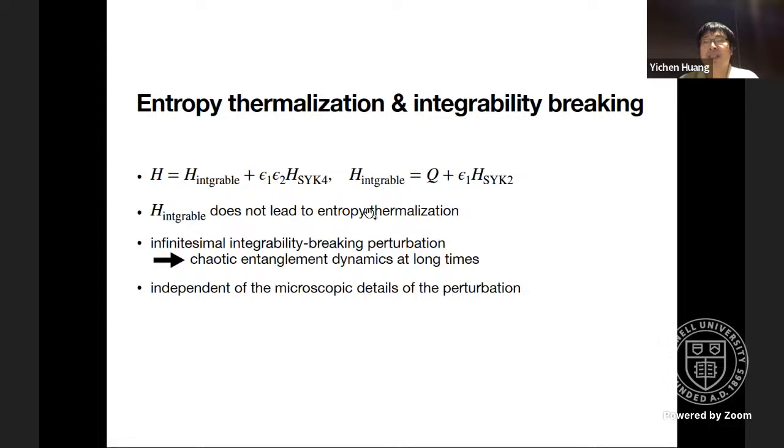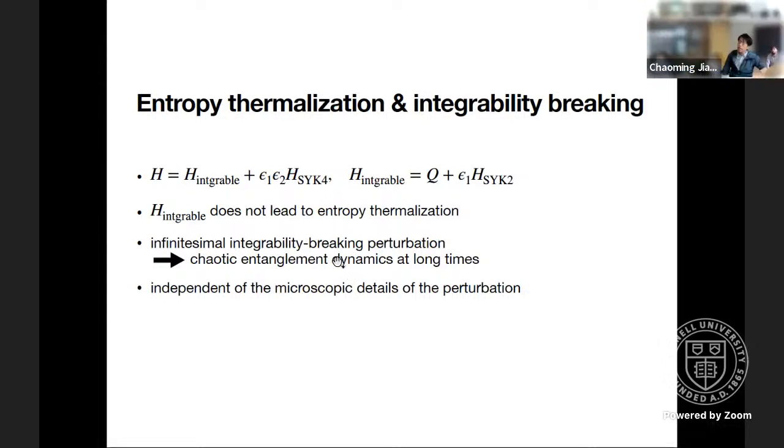That is, for a Gaussian state, we do have a volume law for the entanglement entropy, but the coefficient of the volume law is not the maximal coefficient. So we don't have entropy thermalization, but we have proved that as long as we add some arbitrarily small perturbation, even an infinitesimally small perturbation, then eventually at very long times, we have chaotic entropy dynamics in the sense of having entropy thermalization.